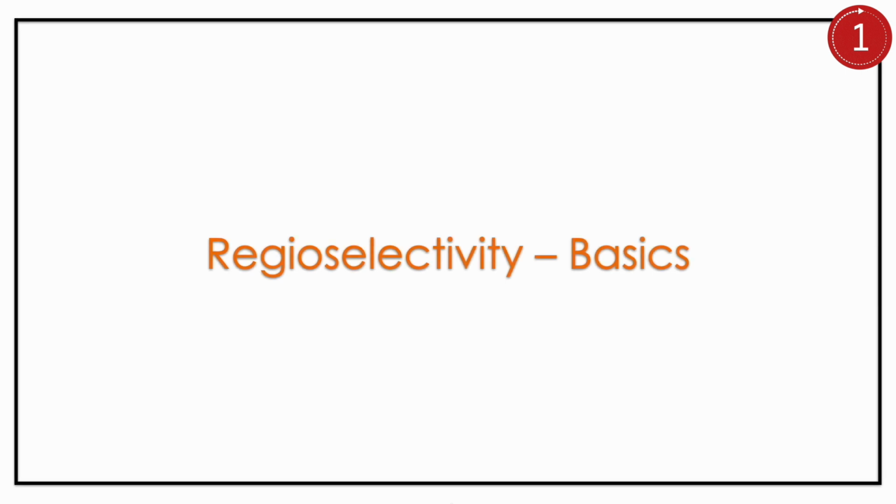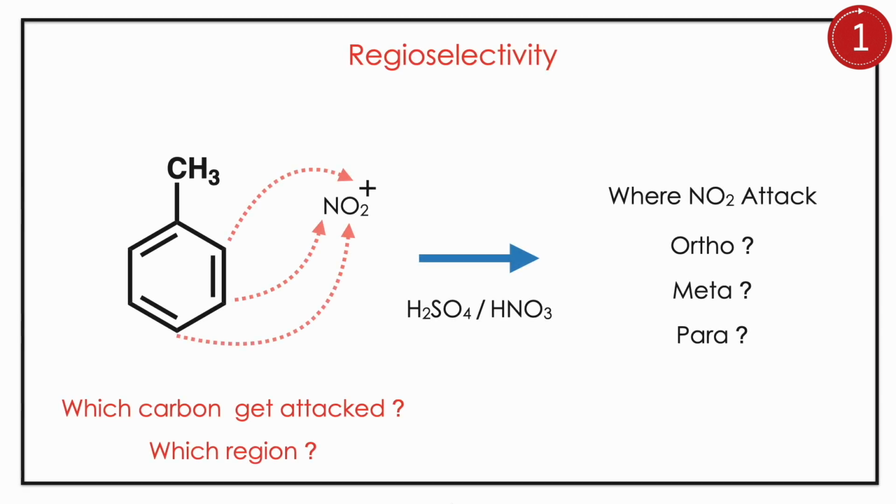First, let us see what is regioselectivity, what is the basics of it, what is the mechanism behind that. Here toluene, if you see, NO2 can form ortho, meta or para. You should find where the NO2 forms because all are carbon, only differing in the region. That's why it is called regioselectivity.